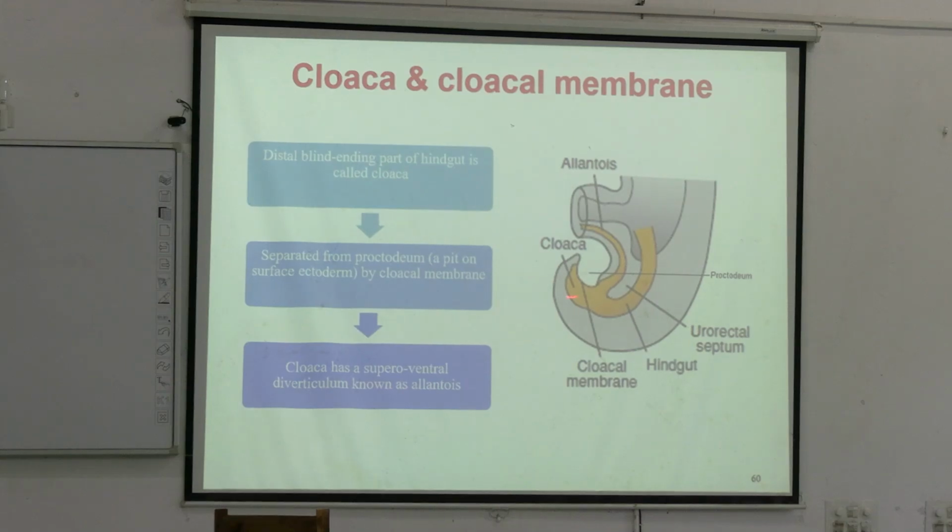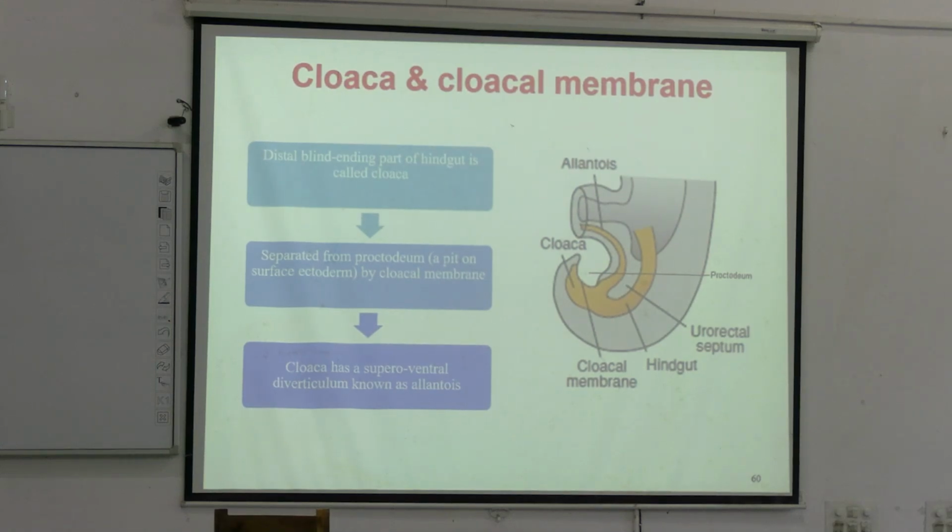This cloaca has an outgrowth or outpouch, which is this one, going to the umbilical cord. This diverticulum of the cloaca, we call the allantois. We will deal with the allantois later in the development of the urinary system. So we know the word allantois, a diverticulum coming here, and we learn about its development in other classes. So we just focus on the cloaca, the proctodeum and the cloacal membrane.